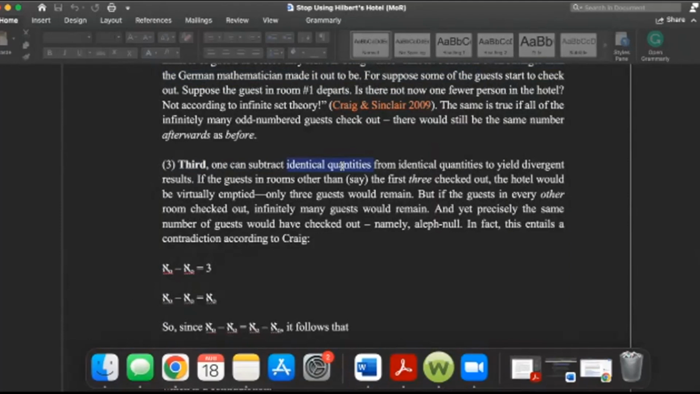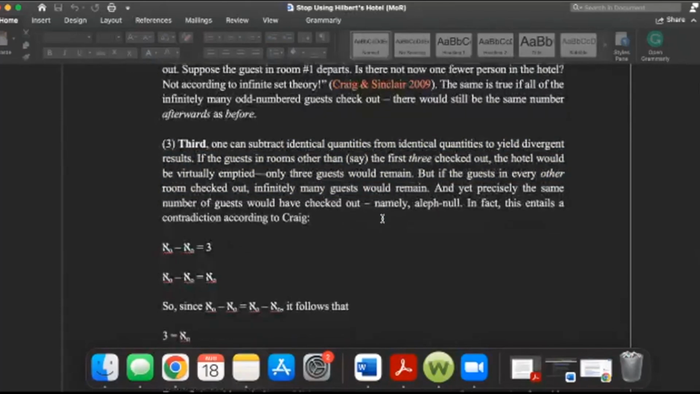If the guests in rooms other than, say, the first 3 checked out, the hotel would be virtually emptied. Only 3 guests would remain. But if the guests in every other room checked out, infinitely many guests would remain. And yet precisely the same number of guests would have checked out, namely Aleph null. In fact, this entails a contradiction according to Craig.